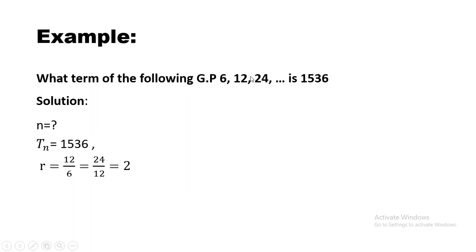If we calculate the ratio 12 by 6, 24 by 12, it gives you a ratio of 2. And a is denoted as the first term of the sequence, which out here is equal to 6. Now I am using the formula t of n is equal to a r to the power n minus 1. Substituting the values into this formula gives me 1536 equals 6 times 2 to the power n minus 1.